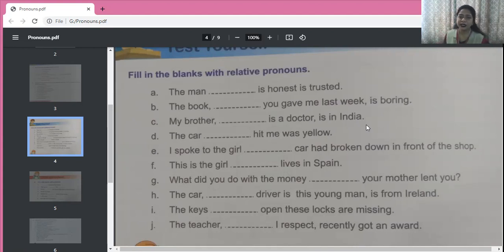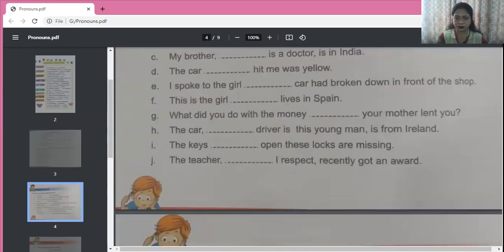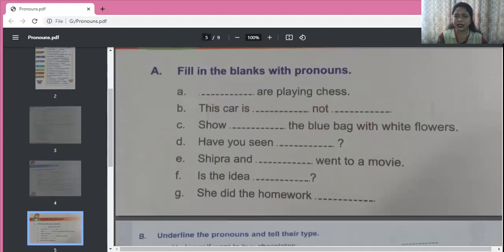The car dash driver is this young man is from our land. So the car whose driver is this young man. The keys dash open these locks are missing. The keys that open these locks, which open these locks, both are correct. The teacher dash I respect recently got an award. The teacher who I respect, okay, or whom I respect. Whom I respect. Now fill in the blanks.